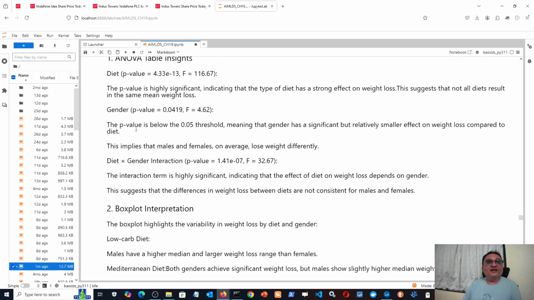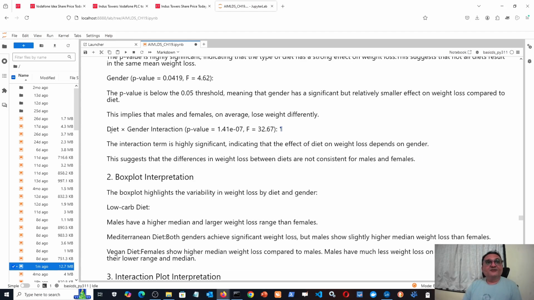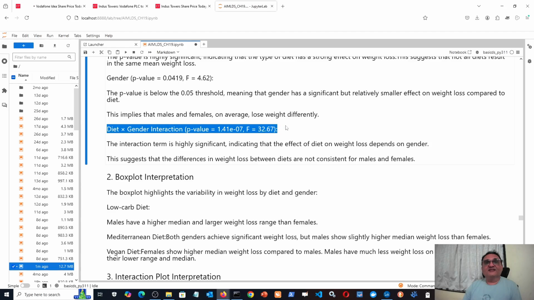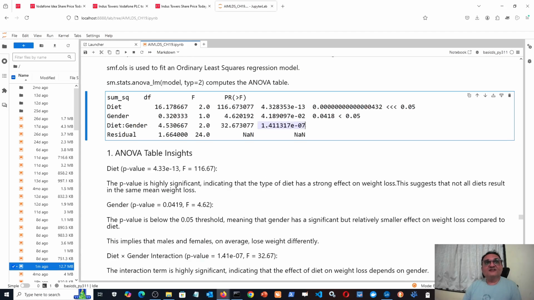Okay. Now then there is something which is here. This diet multiplied by gender interaction, that p-value. So that is this diet colon gender, right? So that product, does it affect the weight loss? Then yes, actually it is affecting much stronger than gender alone, right? So 0, 0, 0, 0, I think 6 zeros will be there, and then 141. That is the value. So again, it is much less than this 0.05 significance level.